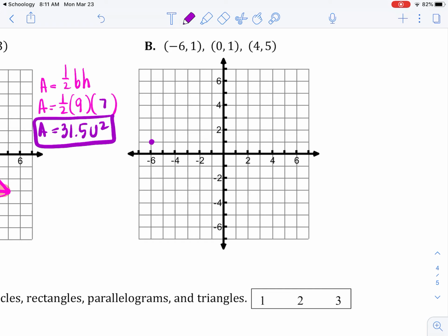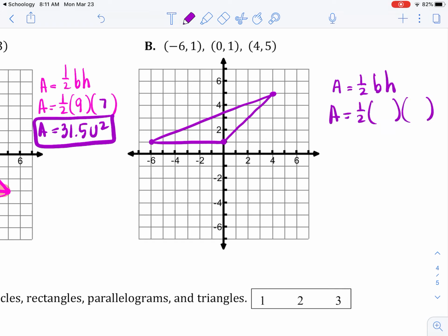All right, the very last one, negative 6, 1, 0, 1, 4, 5. So this is a very obtuse triangle here, but same idea. Area equals 1/2 base times height. Area equals 1/2. Leave a space for base. Leave a space for height.